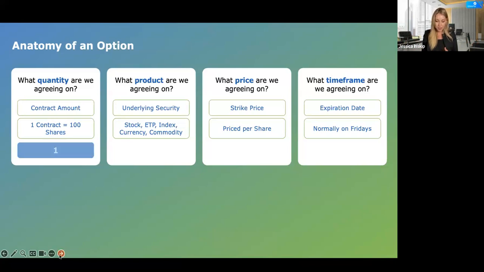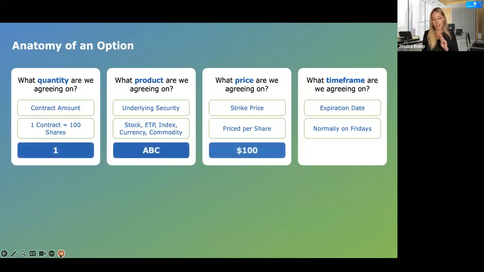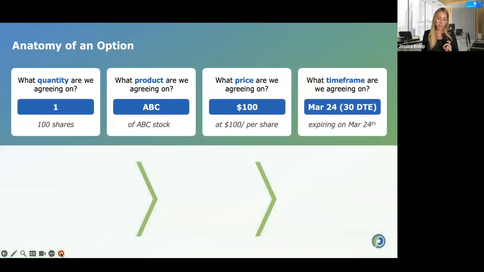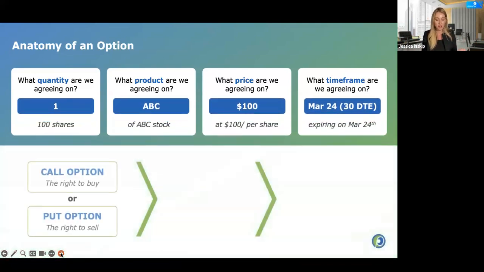Nonetheless, back to that example, this would be one ABC 100, March 24th. Let's just assume that's 30 days from now. That means that this would represent the 100 shares of ABC stock at $100 per share, expiring on March 24th. If it was issued as a call, the right to buy, put, the right to sell. The option can be exercised, which means you can execute upon those terms.